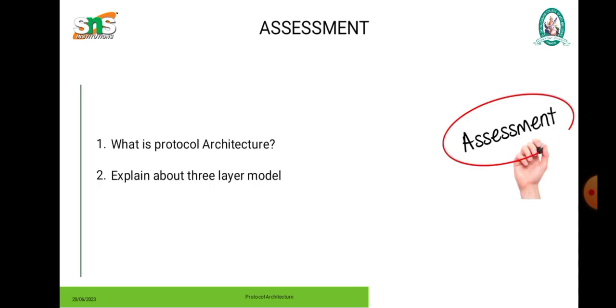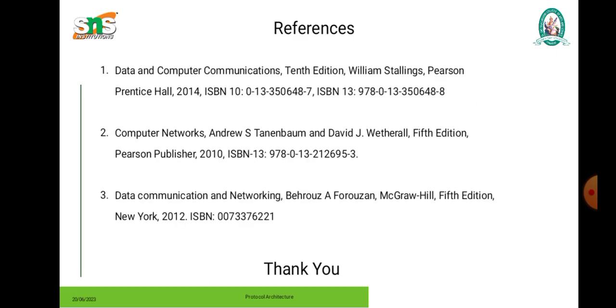So these are the assessment questions. The first one is: what is protocol architecture? And the second is: explain the three-layer model. These are the references for protocol architecture.